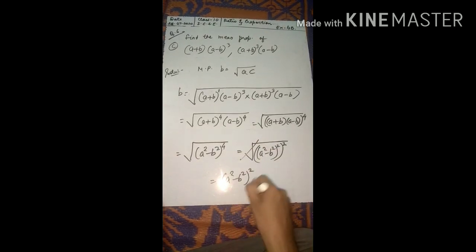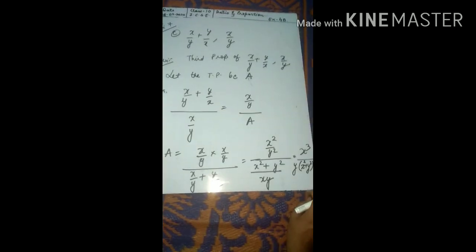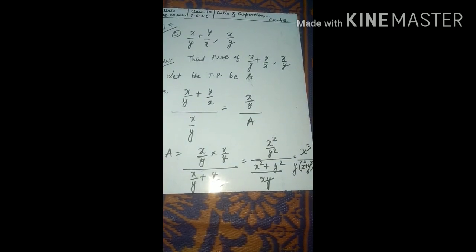Okay, and finally we'll get (a square minus b square) the whole square. Okay, let us come to the seventh question. Find the third proportion of the following.